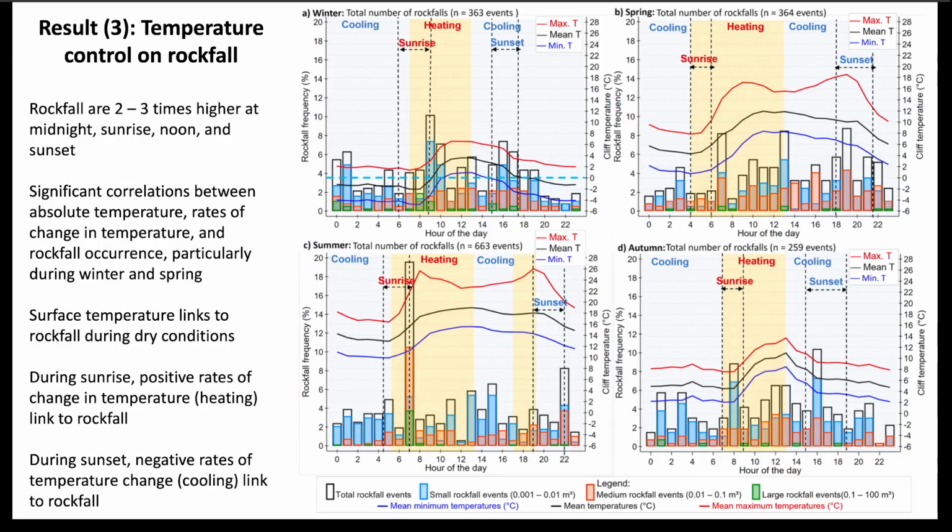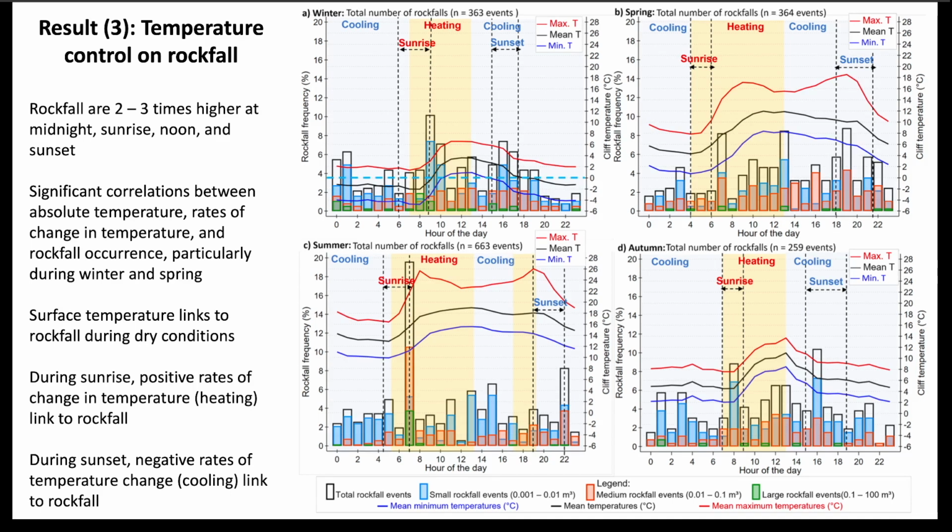So what we can do is superimpose this data set with our rockfall data set, which we captured every hour. And some interesting results fall out of this. So again, here we've summarized this by the 4 seasons: winter, spring, summer, and autumn. And what we notice is that rockfalls are 2 to 3 times higher at midnight, sunrise, noon, and sunset. We see significant correlations between both the absolute temperature, but also the rates of change in temperature and rockfall occurrence, particularly during winter and spring seasons.